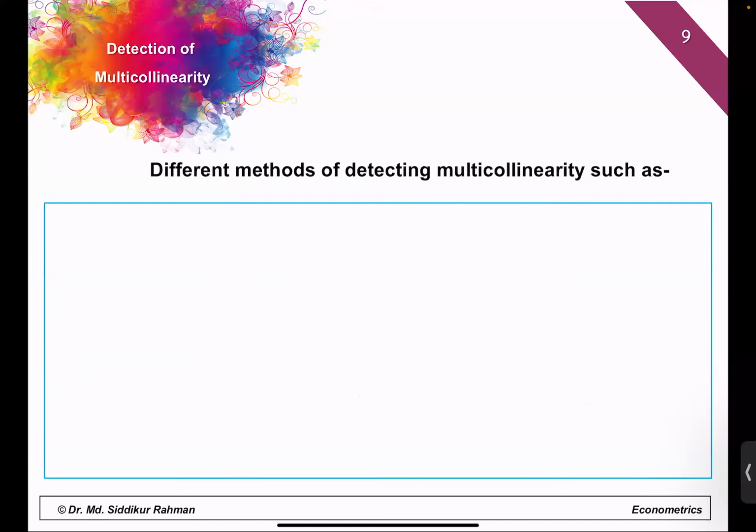The next important thing is how can you detect the multicollinearity problem in your data set? Number one is high R square but few significant T ratios. Suppose you have a data set and you analyze the data for your particular data set. You found high R square but very few significant T ratios.